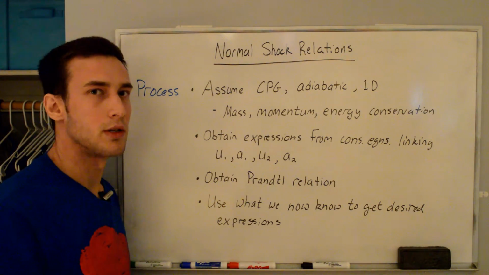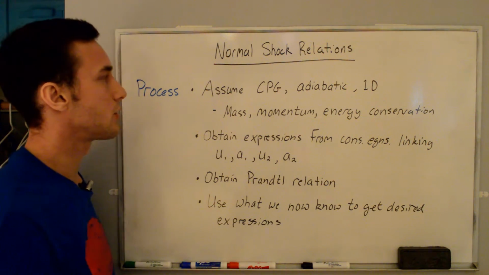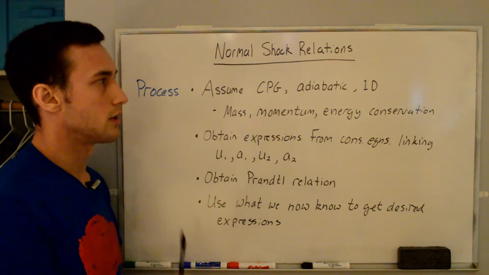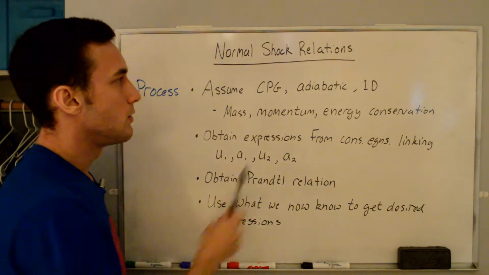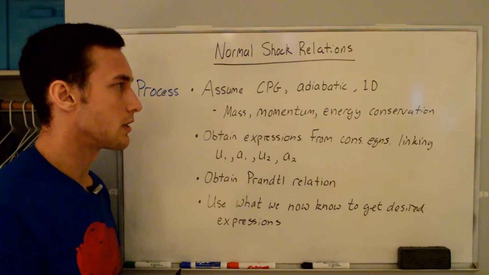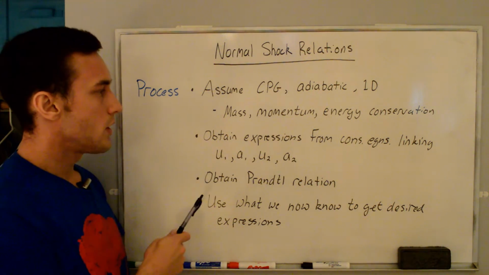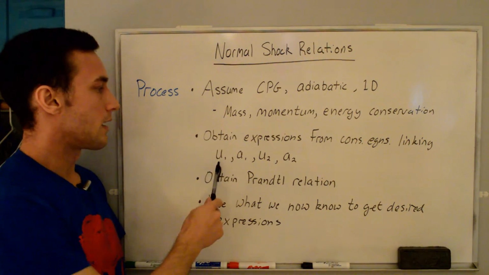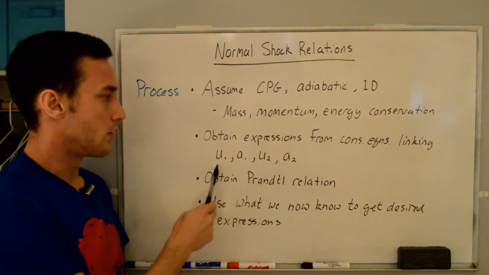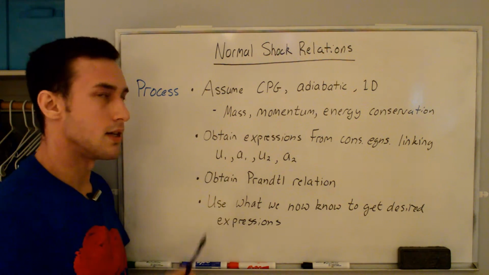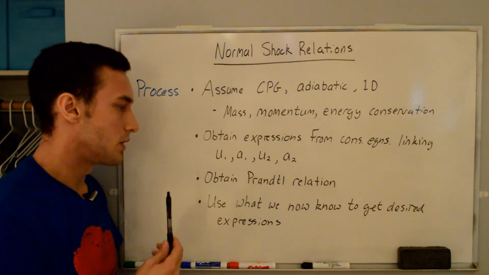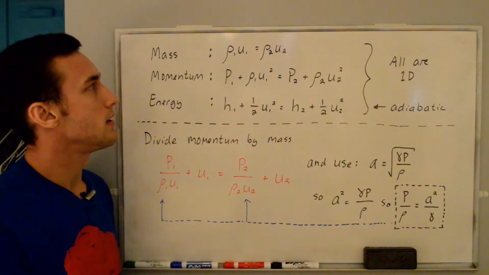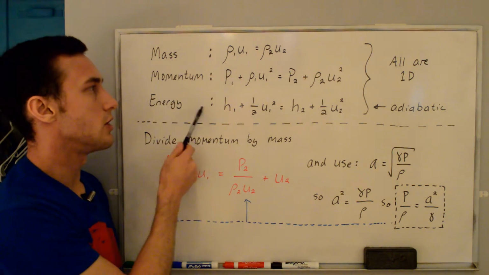So here's the process that we're going to use to solve for these normal shock relations. The first is to assume a CPG, as mentioned on the previous whiteboard. We're going to assume that the process is very nearly adiabatic, and we're going to use the 1D mass, momentum, and energy conservation equations. From those conservation equations, we can obtain expressions relating U1, A1, U2, and A2, where U is the flow velocity and A is the local speed of sound. Then we're going to obtain the Prandtl relation, and then we're going to use what we know to get the desired expressions. We're going to start with the mass, momentum, and energy conservation equations listed here.